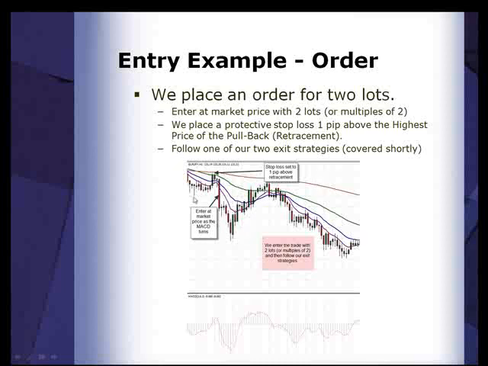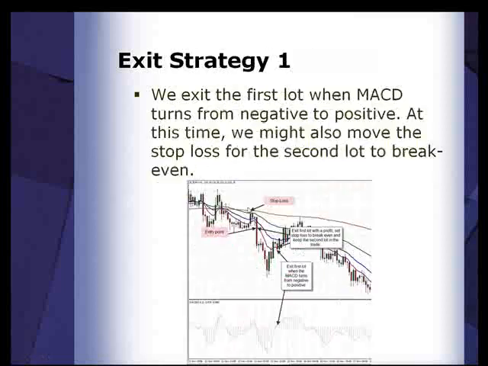So just looking at that chart here again, the price has retraced. It's brought the MACD into the positive side of things, and then it continued on its downward trend and pushed it back into the negative side. At that point, about the middle of this bar, we enter the trade with two lots, and we set our stop loss to 1 pip above the high point of the retracement. We then have two separate exit strategies, one for each of the lots that we have in the trade. We exit the first lot when the MACD turns from negative to positive. At this time, we might also move the stop loss for the second lot to the break-even point.